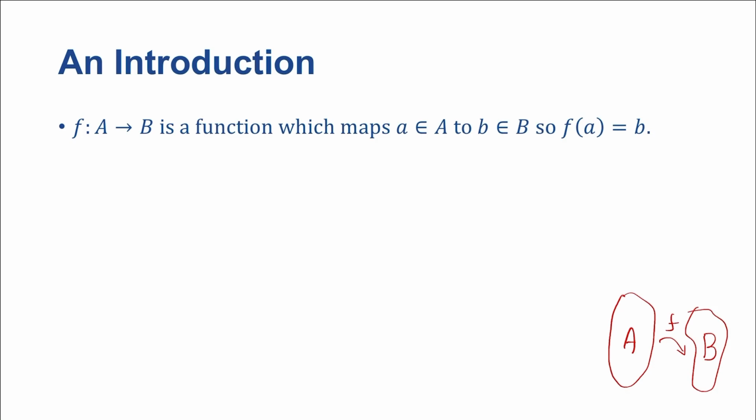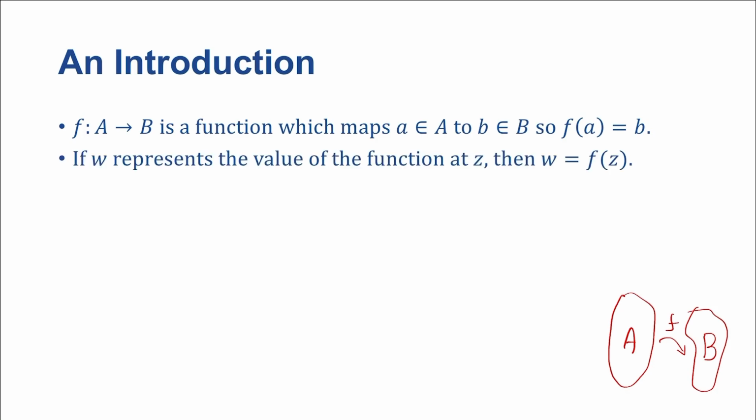You also covered the notion of multivariable functions. Then in complex analysis, we go to the notion of complex valued functions. So instead of calling these x and y, we transition to calling them z and w. So we have a z space and a w space in complex analysis. If w represents the value, or the image, of the function at some z, then we say that w is equal to f of z.